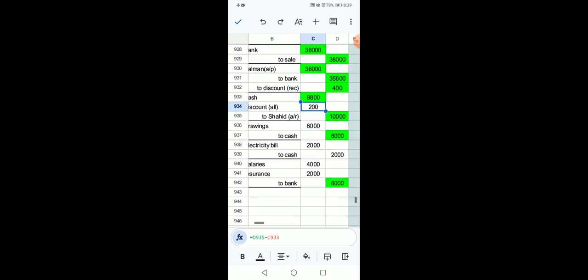These sums were written just for reference. Now they are not needed. Erase them. The 13th ledger, discount, is completed. So let's go back and see. We have made the discount received ledger. Now look at which element is unmarked. The next unmarked element is discount allowed. So we are going to make the ledger for discount allowed.